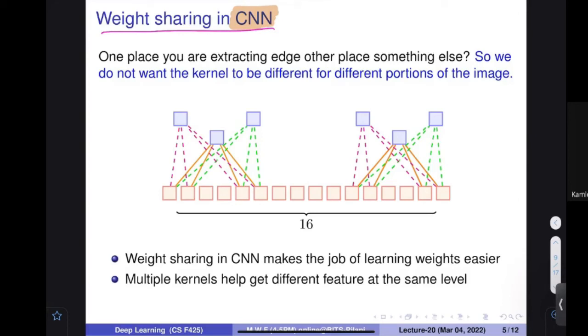Yes. CNNs are restrictive and they have less power. Then why should I use the CNN? The reason is this: in computer vision, let's assume that you have an image.